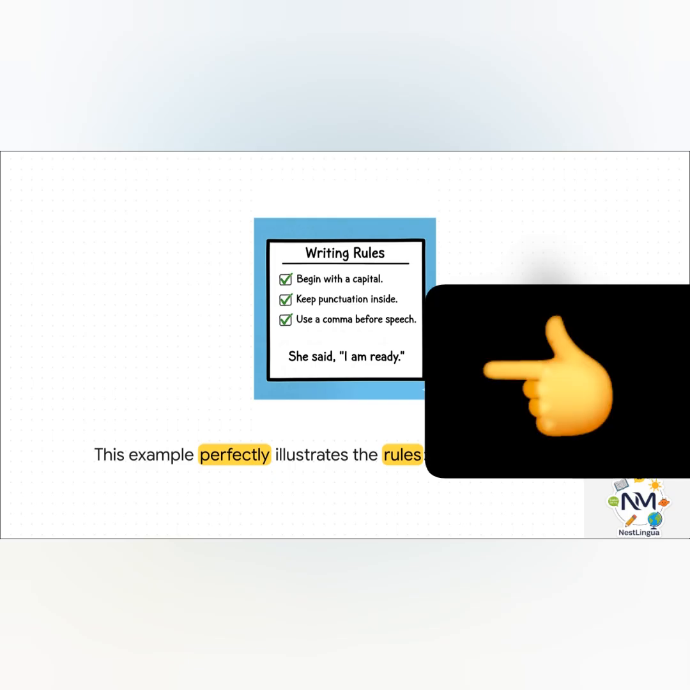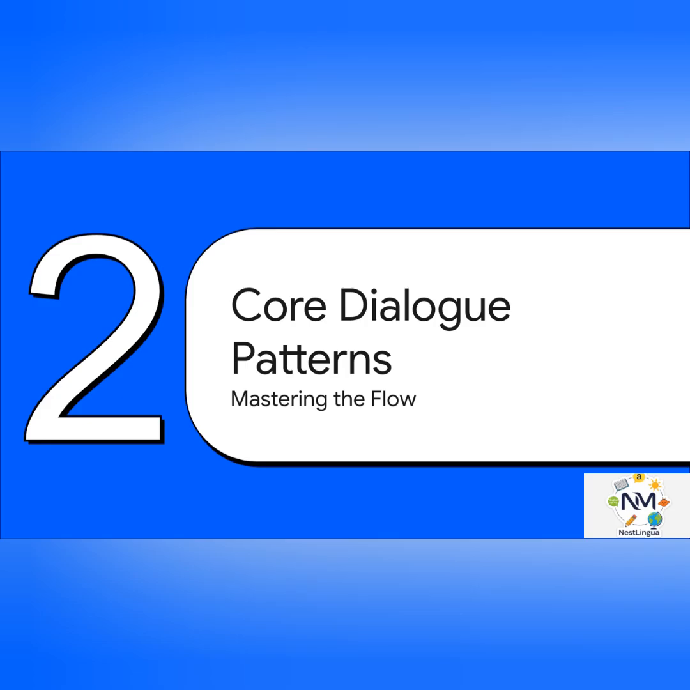Let's see those golden rules in action right here. Take a look at this sentence. See that comma right after said? Perfect. Then the dialogue, I am ready, starts with a capital I. And notice where that full stop is? It's right inside the closing quote. This is your classic setup, your bread and butter. You'll see this everywhere.